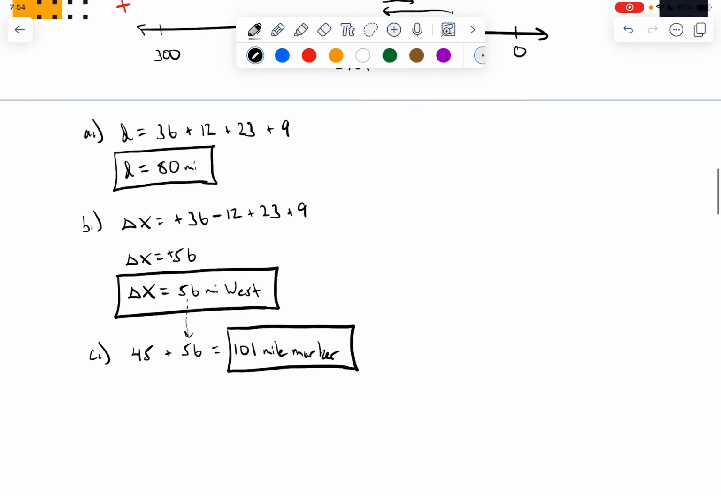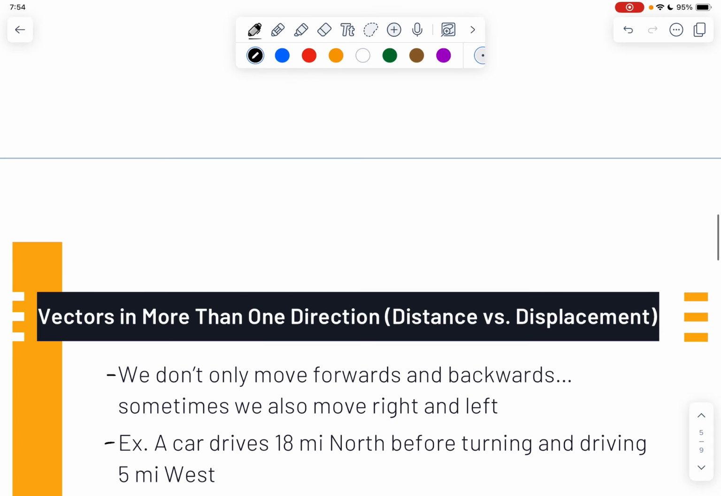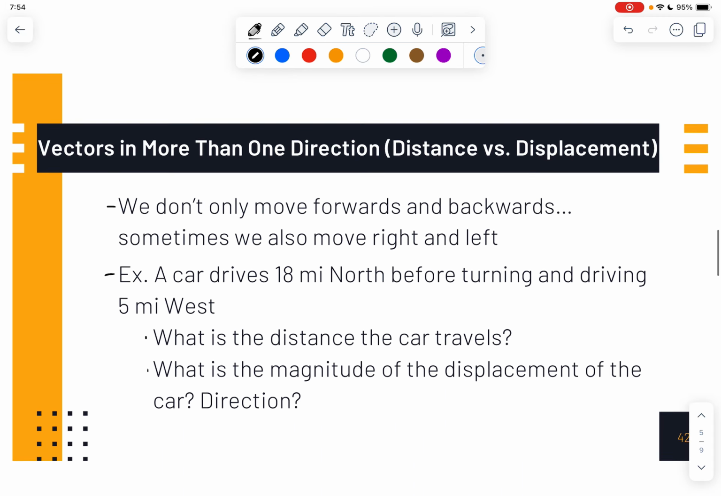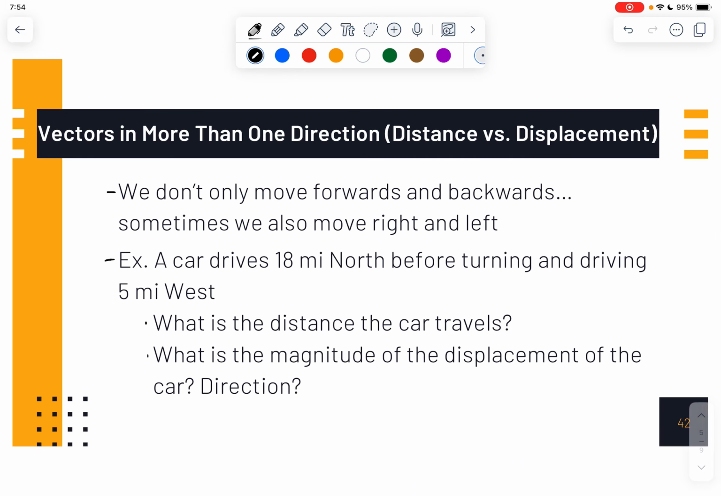So as this takes care of the distance and displacement scenarios we're going to be looking at, we're moving in what we call one dimension. We're only going forwards, backwards, only going east and west. Now what we're going to do is look at what happens if we're going both forward and backwards, but also going right and left. So the scenario that we're going to be working on is we have a car that's going to be driving 18 miles going north. So what that looks like is we first go 18 miles north.